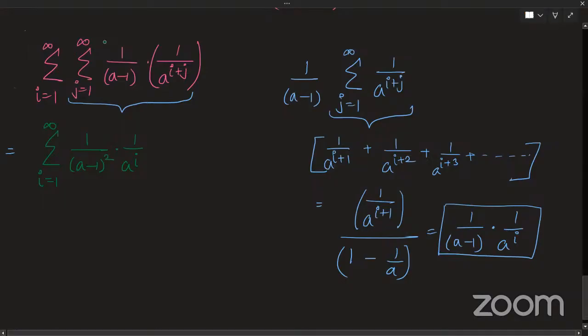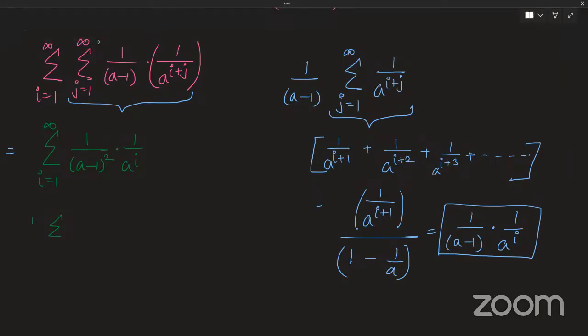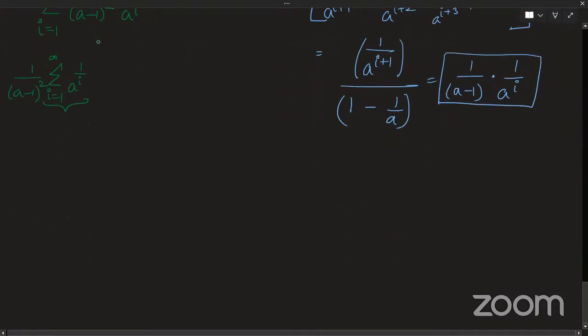Why will it be a minus 1 square? Because there was a 1 by a minus 1 here also, na? You forgot that. So my final answer will be, everyone got it, right? There was a 1 by a minus 1 outside also. We did not take that. 1 by a minus 1 sigma i is going from 1 to infinity, 1 by a raised to i. I again need the sum of this.